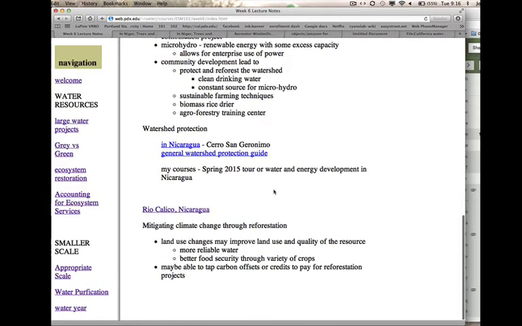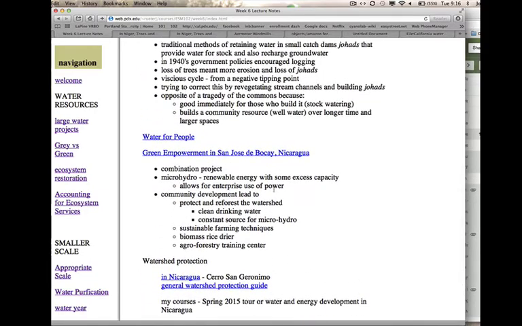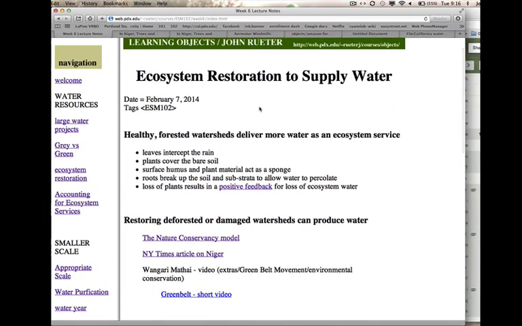Okay, there's several examples here that are very useful, but they all illustrate the same point that I'm trying to make on this page, that healthy forested watersheds can deliver water as an alternative. We're going to come back to that a little bit in the next video segment when I talk about smaller scale.